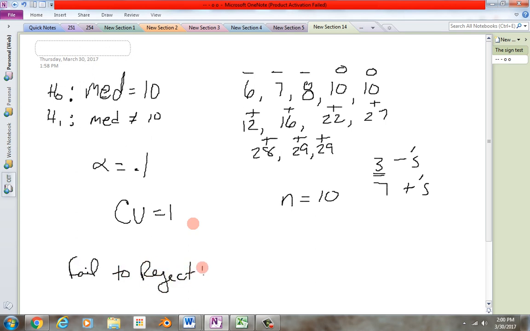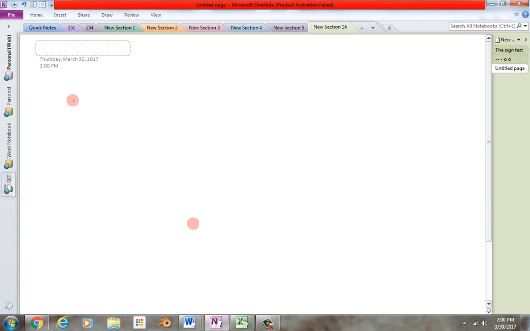H naught. And what is that saying? It's saying that the median is not significantly different from 10. Does that mean it's actually equal to 10? No, not really. We just can't refute that. Okay, it doesn't mean it is. It just means we can't refute it. Okay. Here's another one.